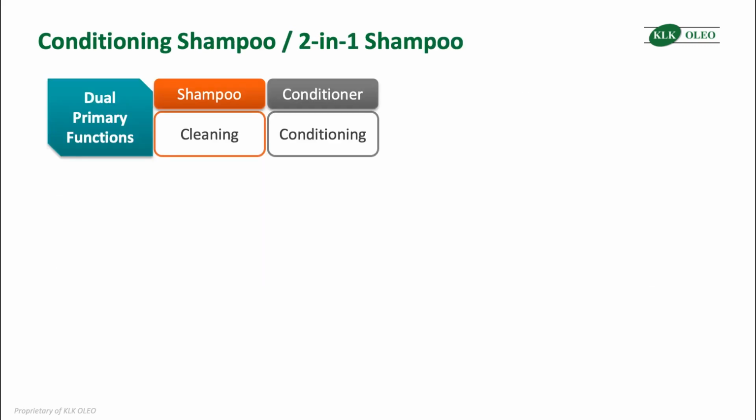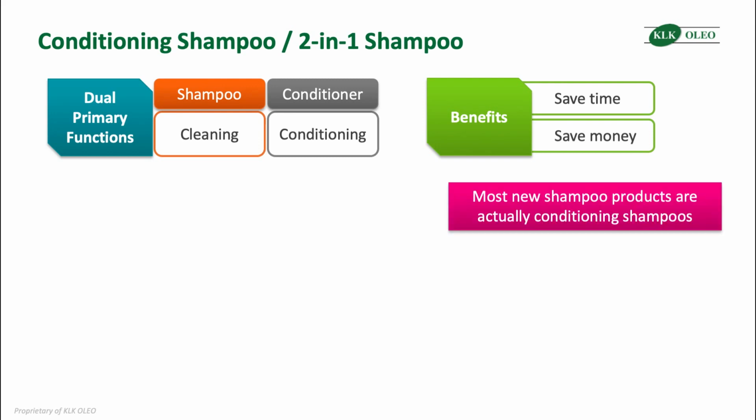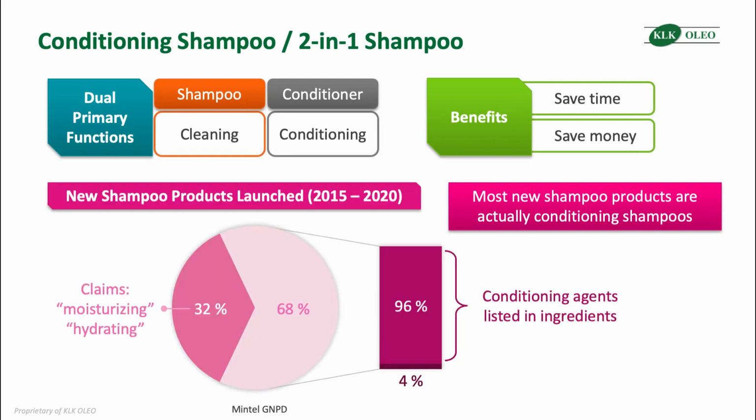Conditioning shampoos were introduced to the global market in the 1980s. They combined the functions of a shampoo and a conditioner. Consumers can save time by doing one step instead of two in the shower, and they can save money by buying one product instead of two. Nowadays, most shampoo products are actually conditioning shampoos. Looking at the number of new shampoo products launched in the past 5 years, more than 30% of them claim to be moisturizing or hydrating. So these are definitely conditioning shampoos.